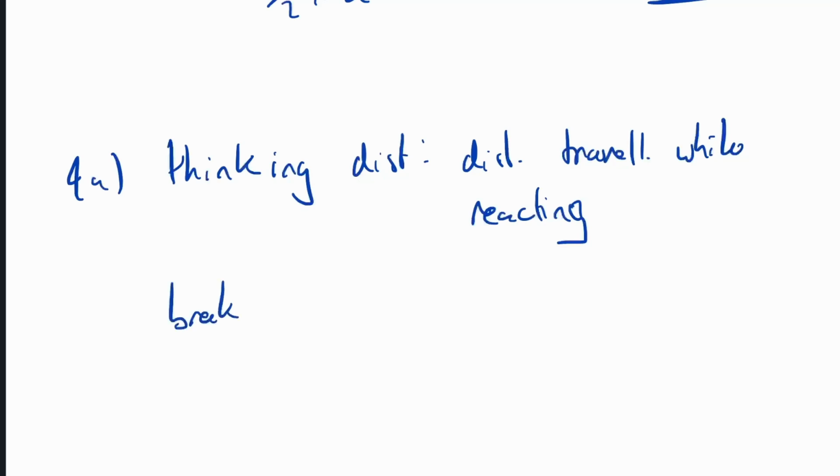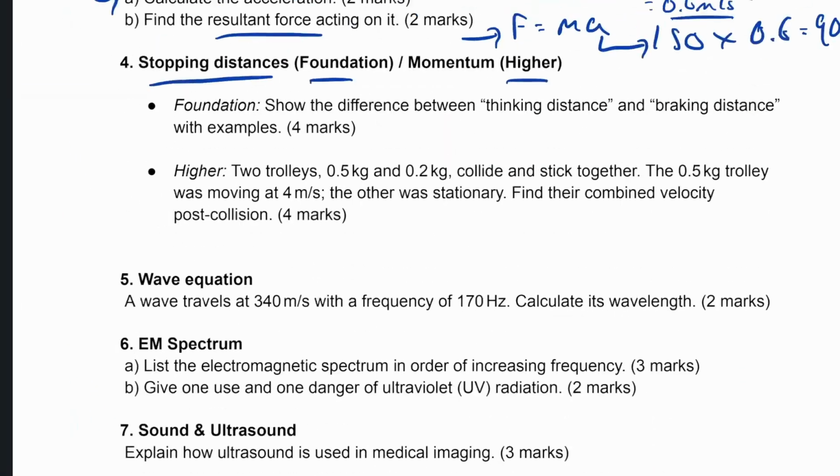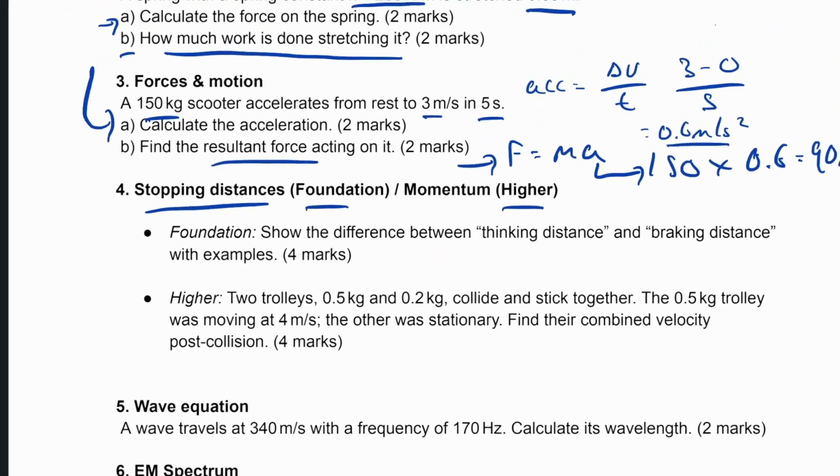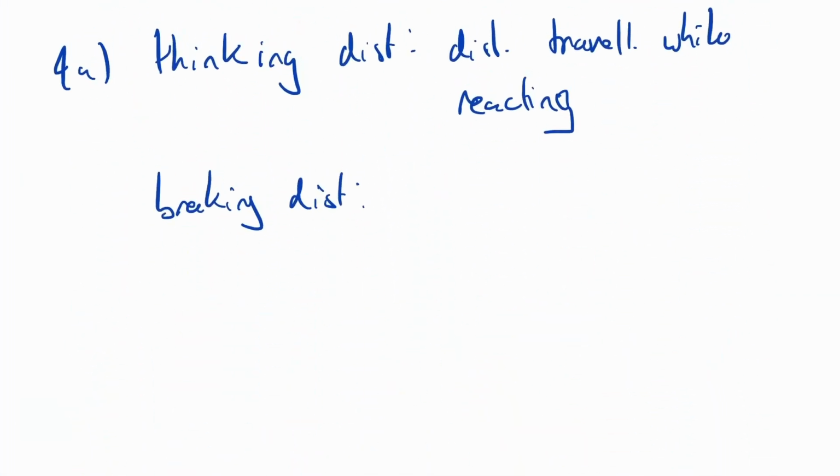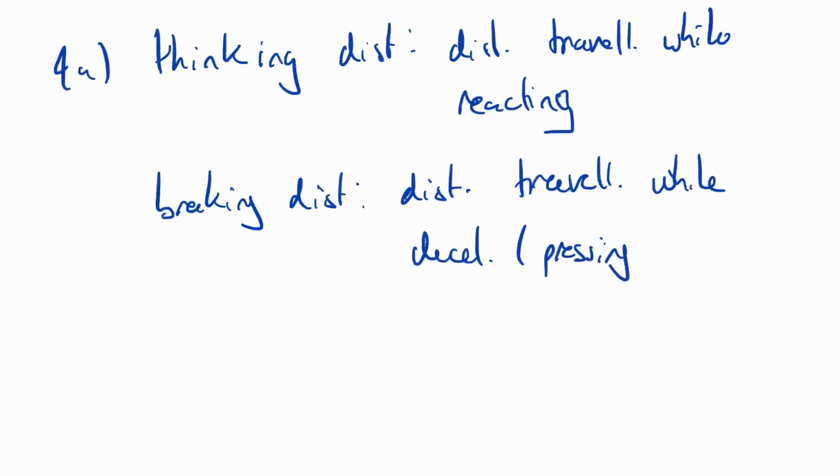For the second mark, then basically we want to define braking distance. So I'll just show you guys a question again, just so you know how we're doing this. So show the difference between thinking distance and braking distance. So the first thing we can do is define both of those, and then we can give it two examples to show the difference between each of those, okay? So now let's look at the braking distance. So the braking distance is basically the distance traveled, and this time is basically while you're pressing the brakes. Or you can even put while decelerating.